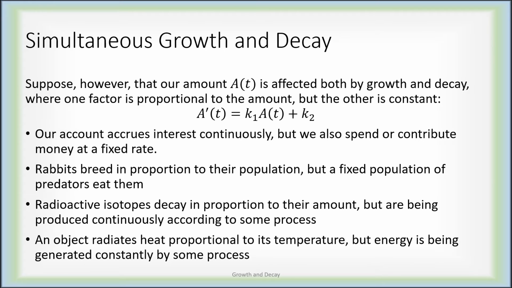Maybe an object radiates heat proportional to its temperature, but energy is being generated by some process. So you've got heat being radiated proportional to the difference between two temperatures, but it's also being created at a constant rate by some other process.